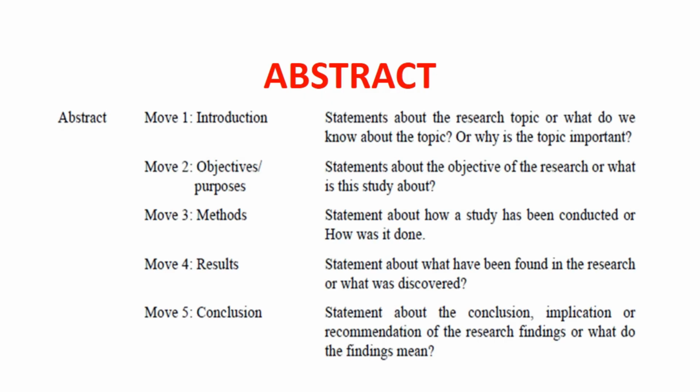And then we come to the first part of a research article, which is the abstract. So the abstract contains 5 moves, which are introduction, objective, method, results, and conclusion. So the introduction is the statement about the research topic, or what we know about the topic, or why the topic is important. And I'll give examples of the introduction later on.